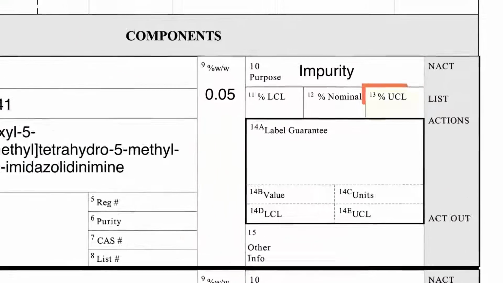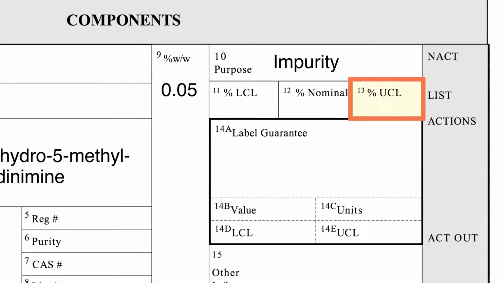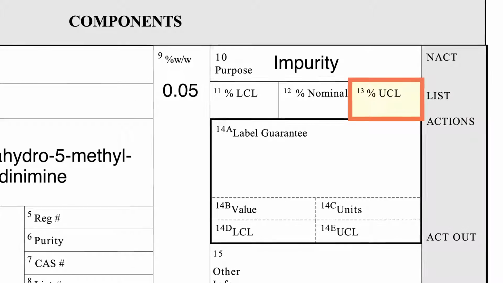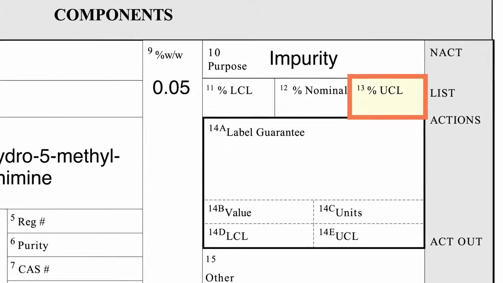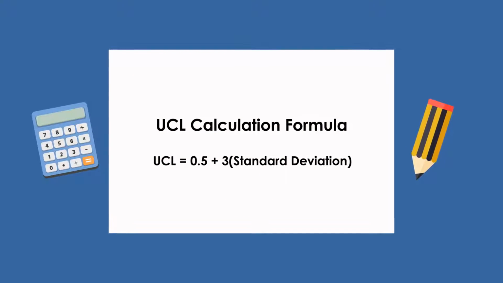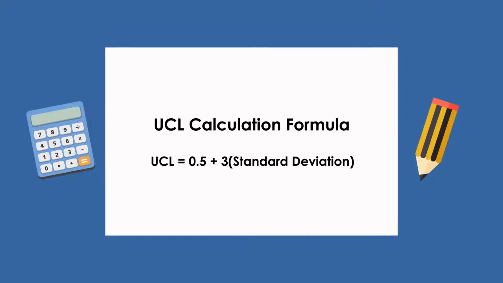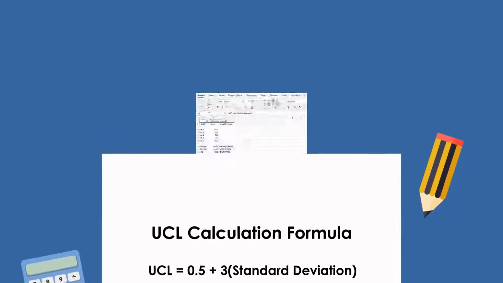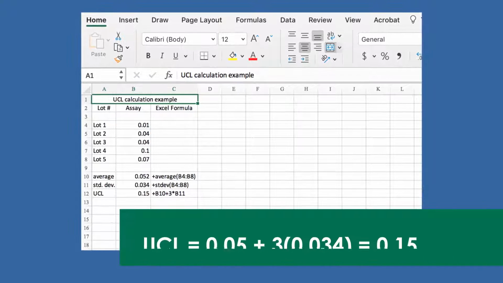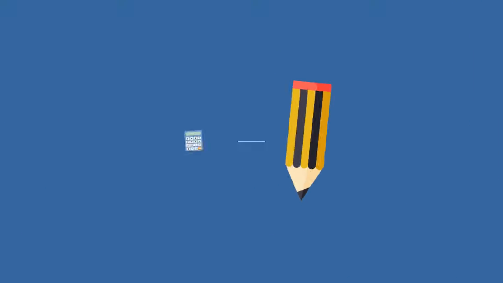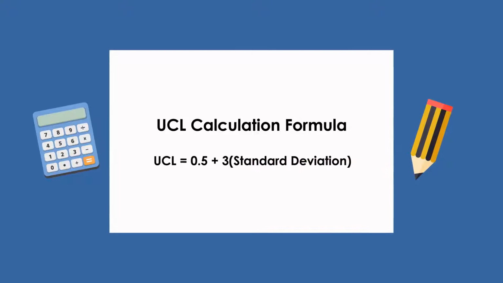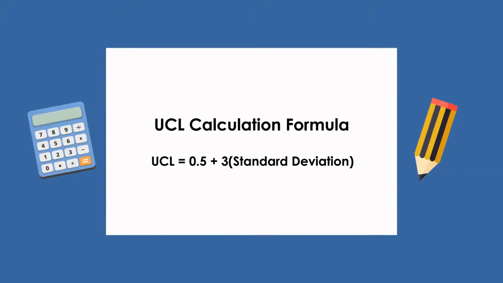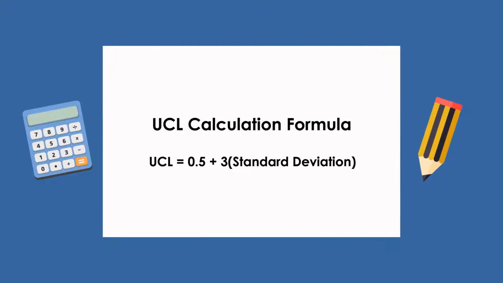Also, make sure the UCL reflects either a manufacturing specification or the highest level expected in production. Box 13 of the form is highlighted. This level can be calculated by taking the average value of the batch data plus 3 times the standard deviation. This is best done using software such as Excel. A pencil and calculator appear on screen. In between, text appears that says UCL calculation formula. UCL equals 0.5 plus 3 times the standard deviation.